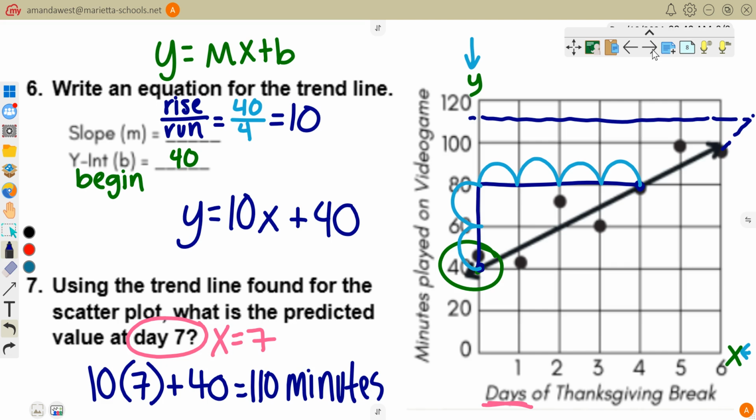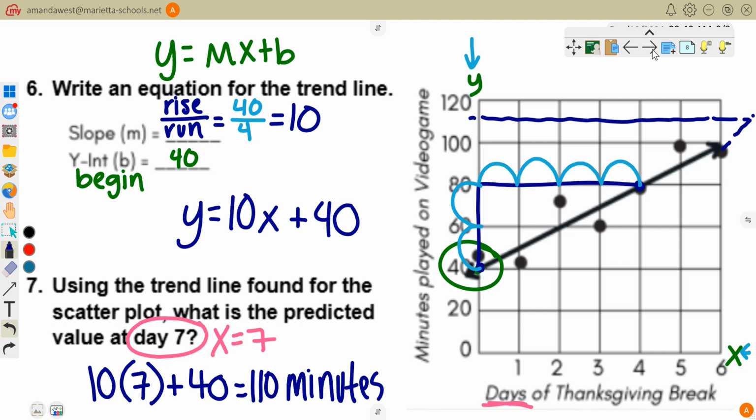So keep practicing. The biggest thing, remember, is to look at how you're skip counting on your axes. On my x-axis, we were just skip counting by 1 for my run. But for my rise, on the y-axis, we were counting by 20. So that changes things. Make sure you're paying attention to that.